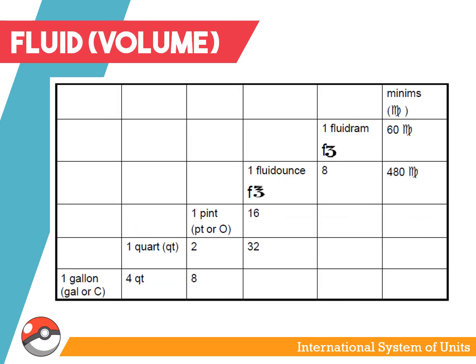Aside from that, for fluids, we have these units. We have gallon, quart, pint, fluid ounce, fluid dram, and minims. So the same goes: 1 gallon is equal to 4 quarts, 1 quart to 2 pints, 1 pint to 16 fluid ounces, 1 fluid ounce to 8 fluid drams, and 1 fluid dram equals 60 minims.